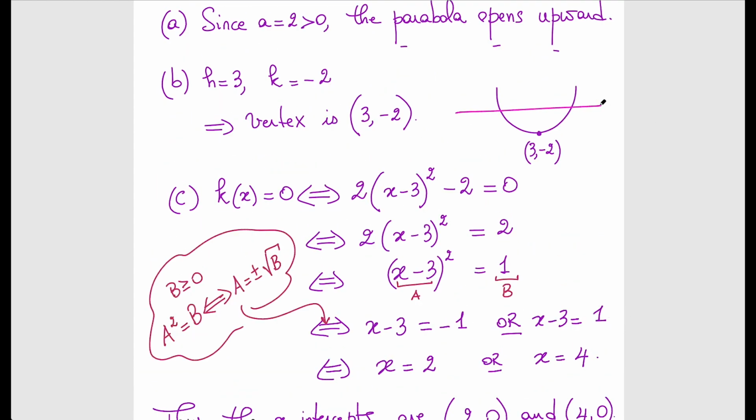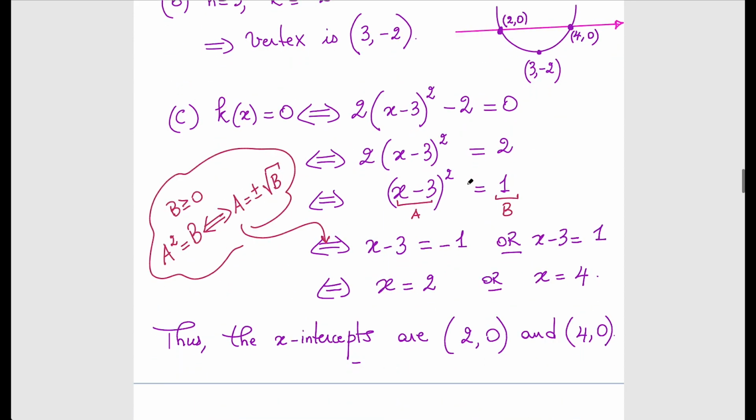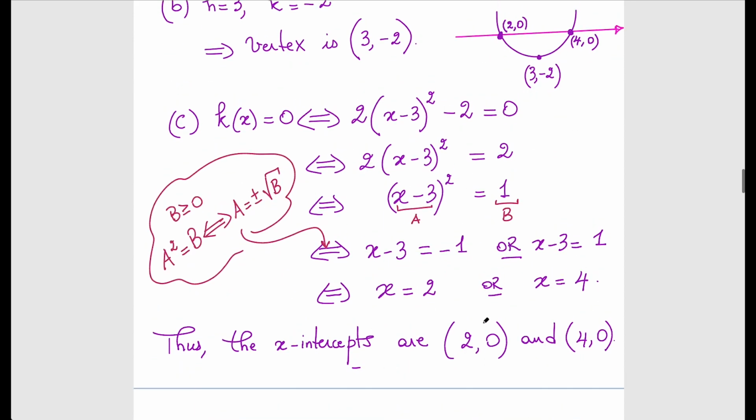So if this is the x-axis, this point here is the 2 comma 0, and this point here is the 4 comma 0. These are the x-intercepts. I'm trying to collect information along the way. So the parabola is going to cross the x-axis at these points. This is what our analysis tells us, right?